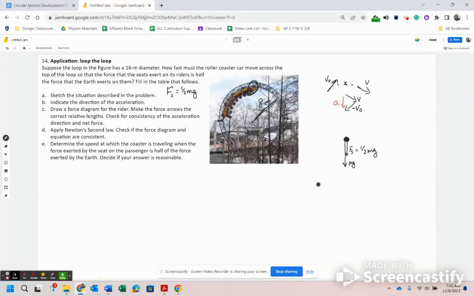And then to apply Newton's second law, we are going to have the force of the seat plus mg over the mass is going to equal our centripetal acceleration. Knowing that the seat is 1/2 the weight plus the weight of the person over the mass is going to equal, since it's traveling in a circle, v squared over r. All right, and we're assuming at that point we're looking for that speed.